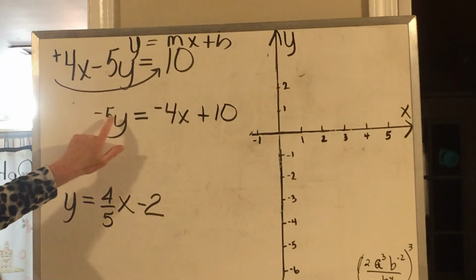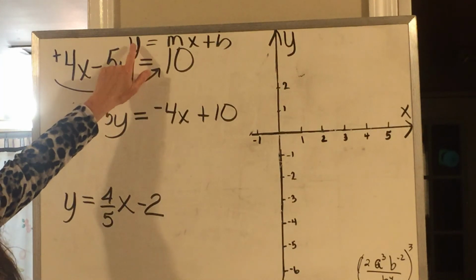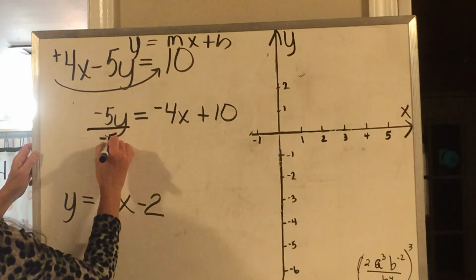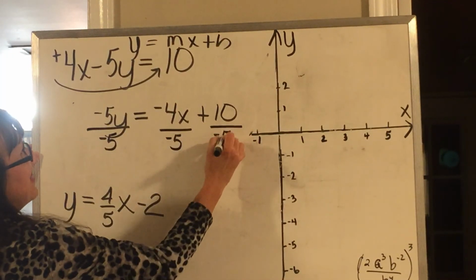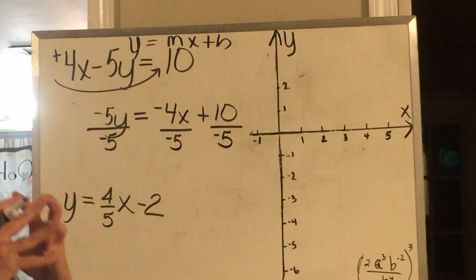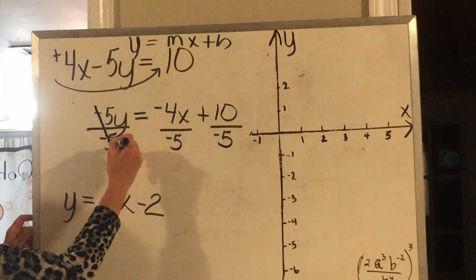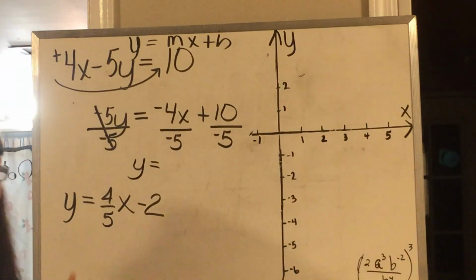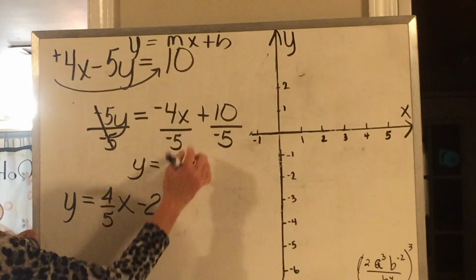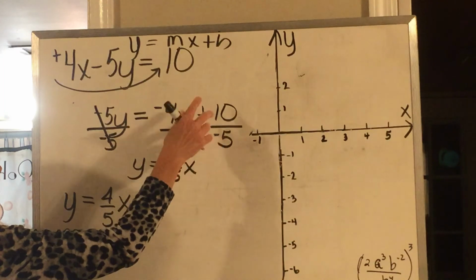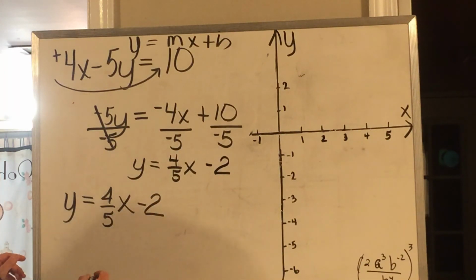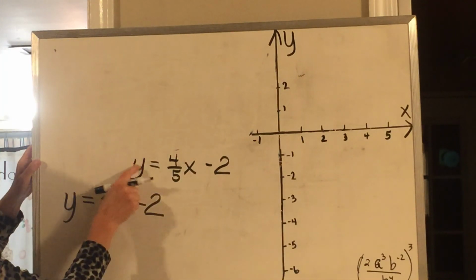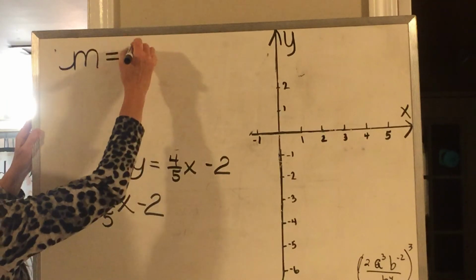Now, you have negative 5y equal, and it's supposed to just be y equal. So how do you get rid of that front number, that leading coefficient? You're going to divide by whatever that number is. So you're going to divide by negative 5 all the way across. And we're going to reduce if we can. These look the same, so I can cross them out. Oh, a negative over a negative reduces down to a positive 4/5 x. A positive over a negative, signs are different, reduces down to negative 2. Now, the slope is the number in front of x after you get y equal. So your slope is 4/5.